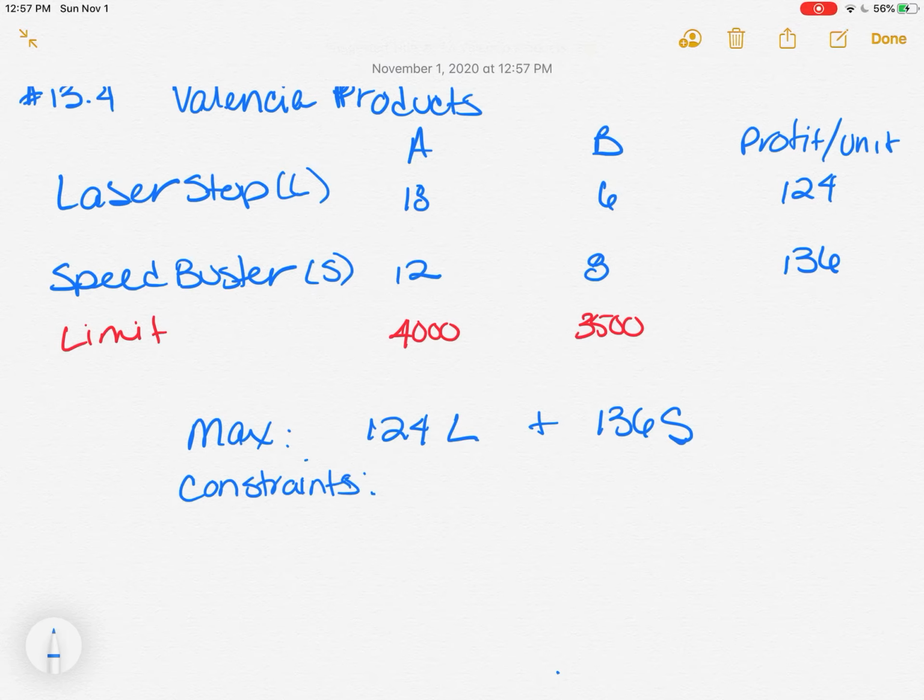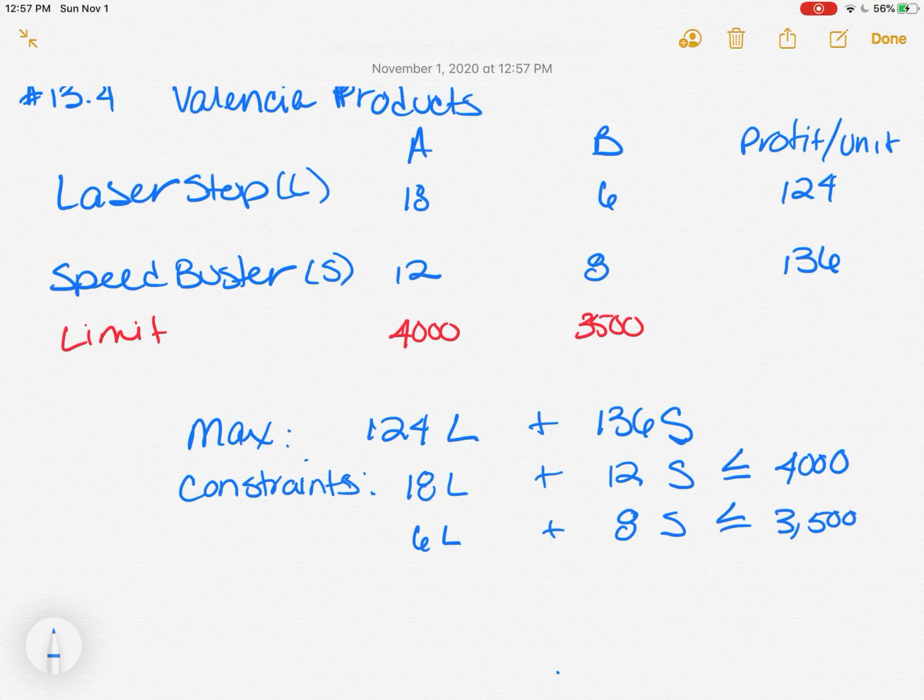Let's go on and define our constraints. For supplier A, we have 18L plus 12S has to be less than or equal to 4,000, because we're limited to 4,000 units. For supplier B, 6L plus 8S has to be less than or equal to 3,500. And finally, L and S cannot be negative. They have to be greater than or equal to 0.